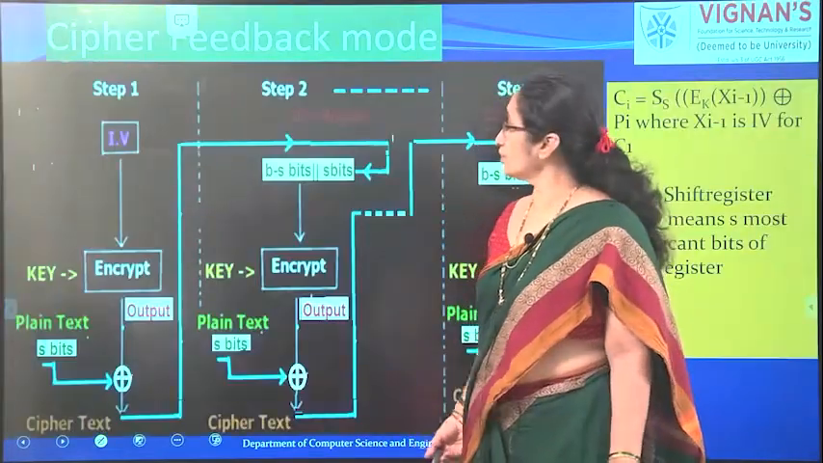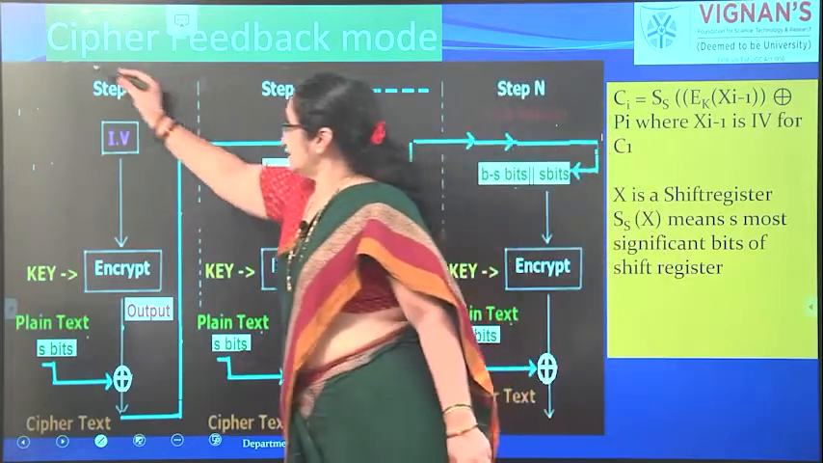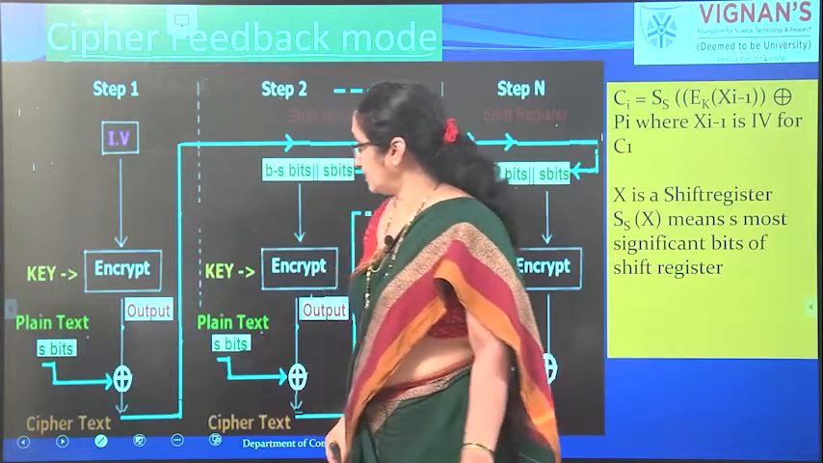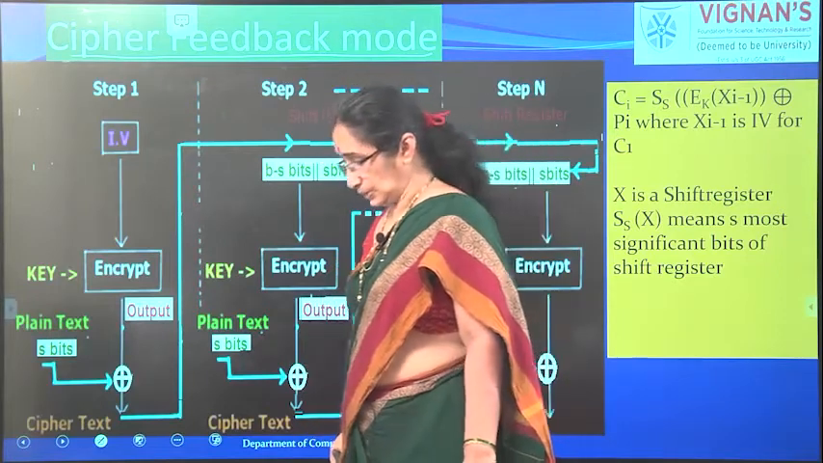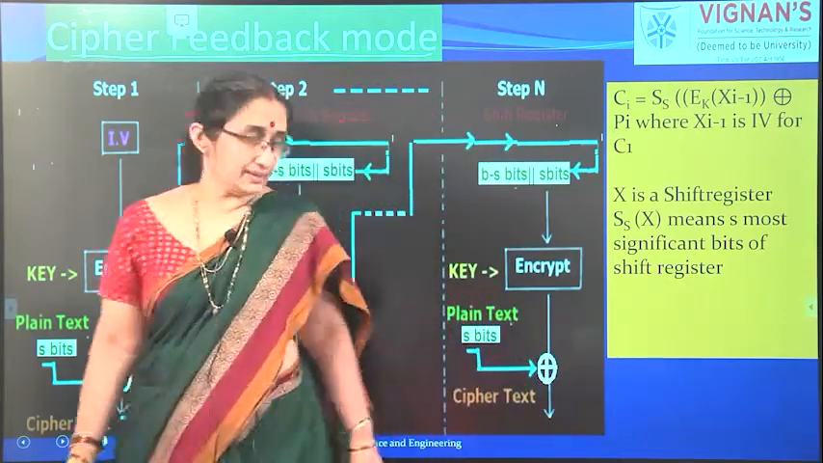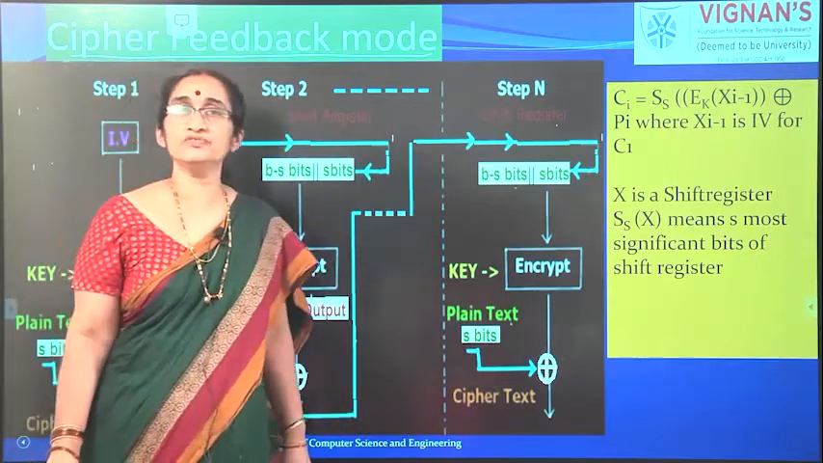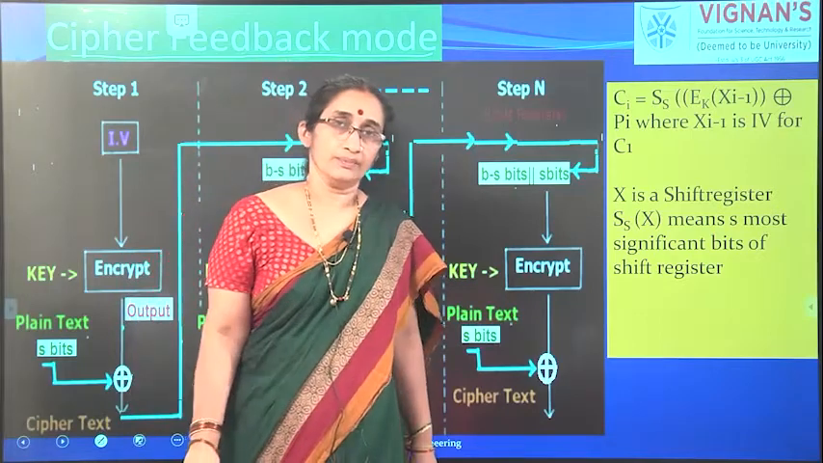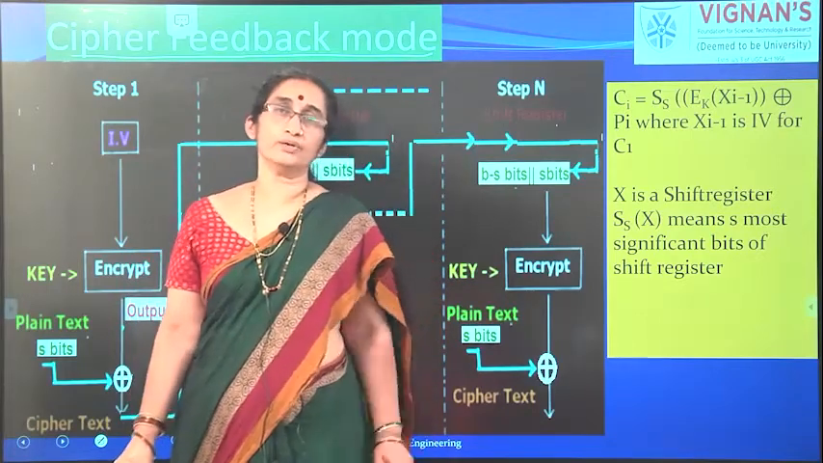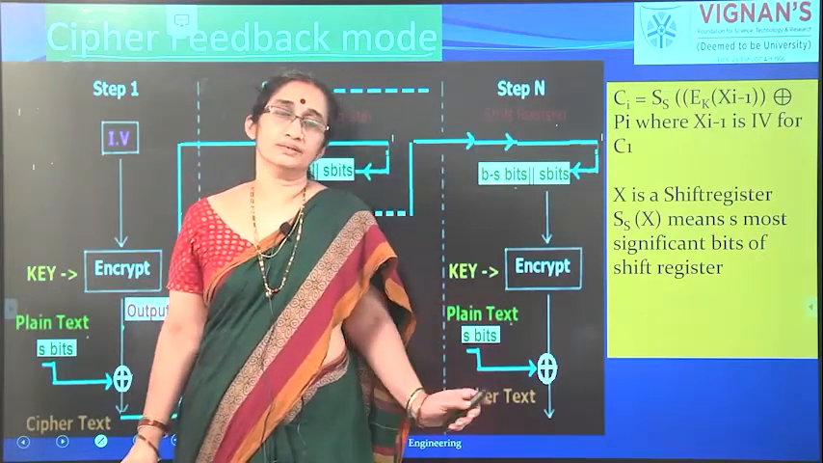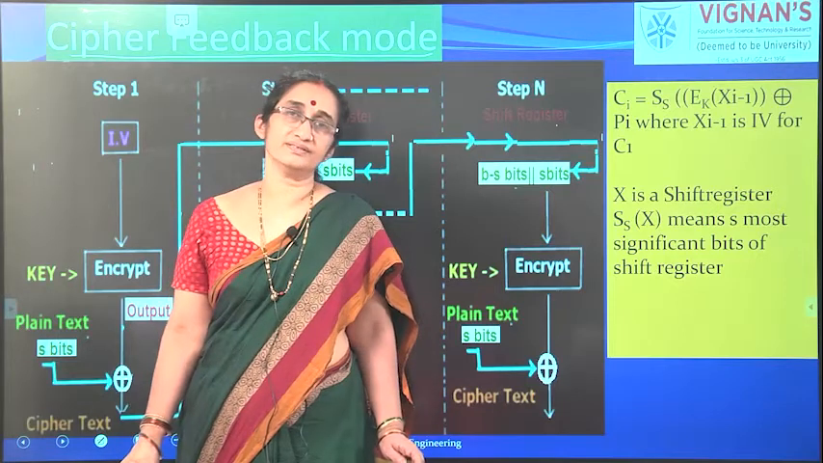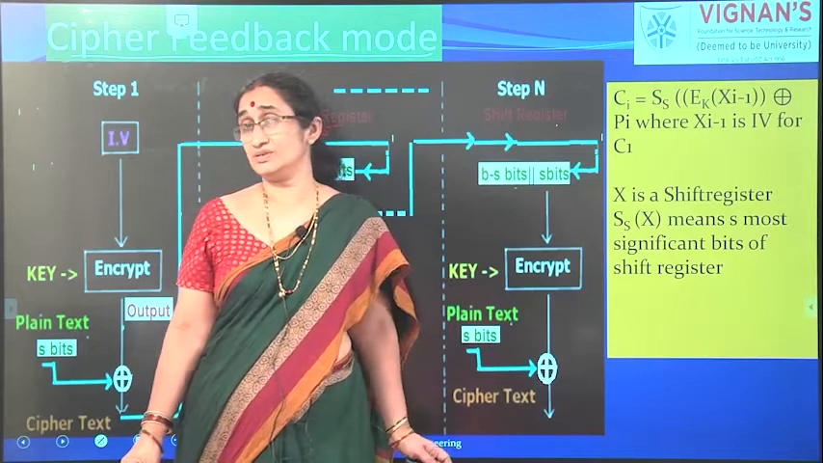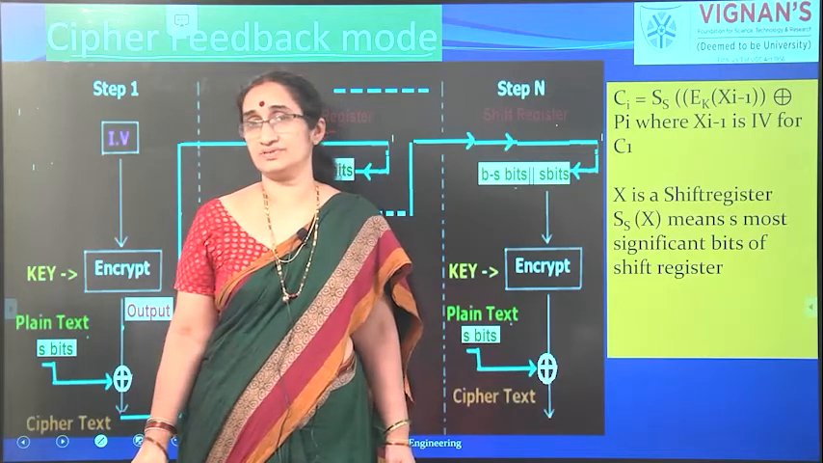The third mode of operation is cipher feedback mode. This operation can be used both for block ciphers as well as stream ciphers. Previously, the electronic code book and the cipher block chaining methods could be applied only for block ciphers, but this can also be applied for stream ciphers.